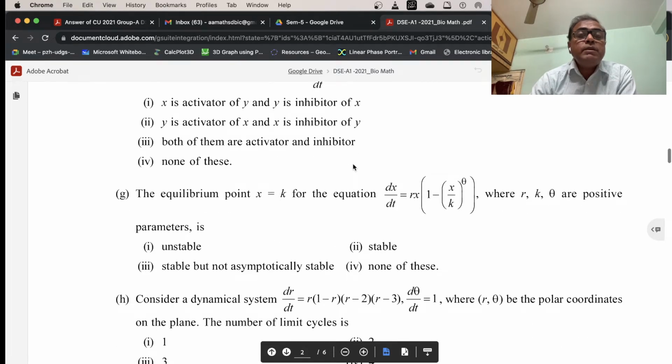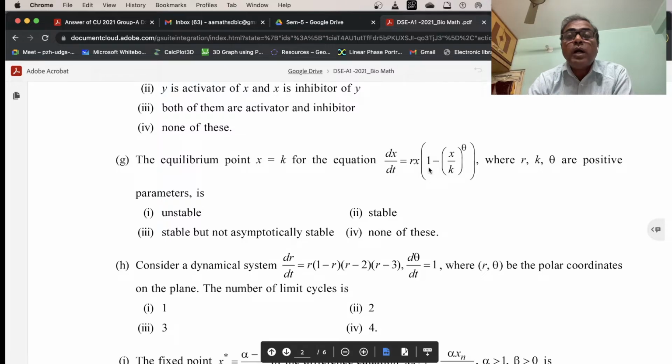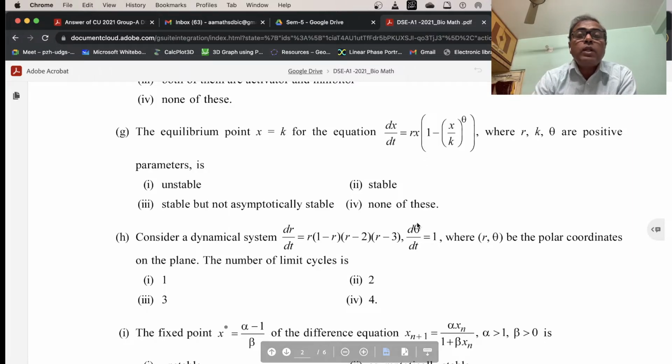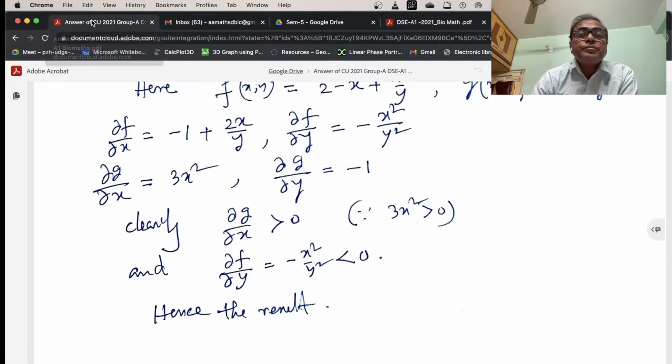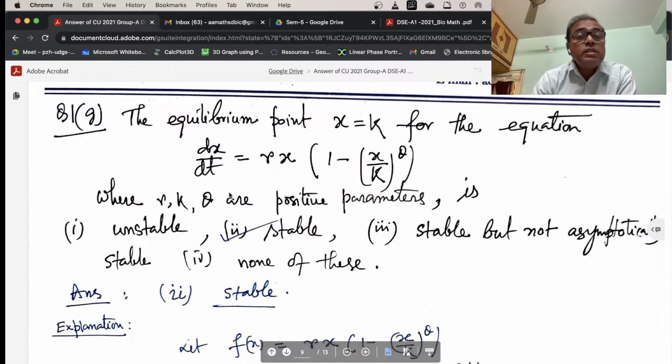Question G: the equilibrium point x = k for the equation dx/dt = rx(1 - x/k)^θ, where r, k, θ are positive parameters. Option 1: unstable, option 2: stable, option 3: stable but not asymptotically stable, option 4: none of these. Now here the answer is option 2, stable.